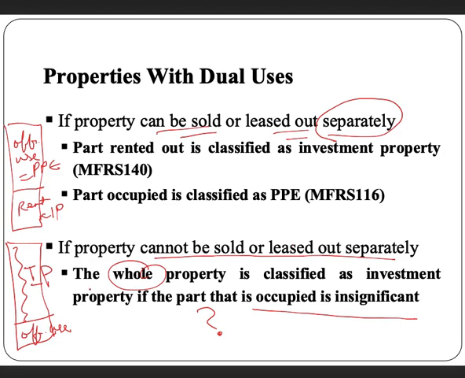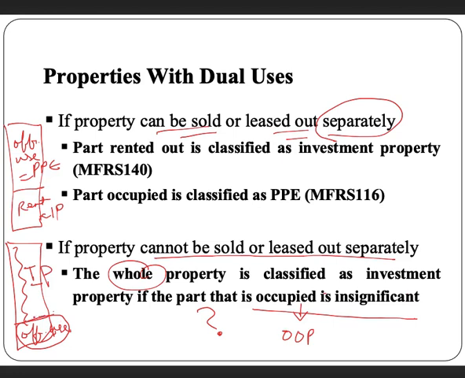If you cannot sell them separately, therefore the whole building will be treated as what? It should depend on which use takes the most area. If this part is not significant and the majority of the level is used as an IP, therefore the whole building will be considered as an IP. That's why here it says the whole property is classified as an IP if the part that is occupied is insignificant. This refers to the OOP, the one that you use for office.